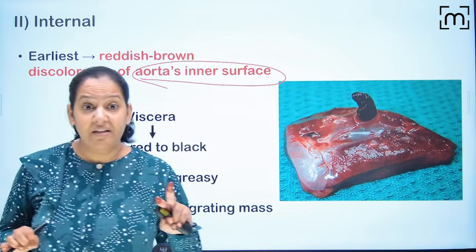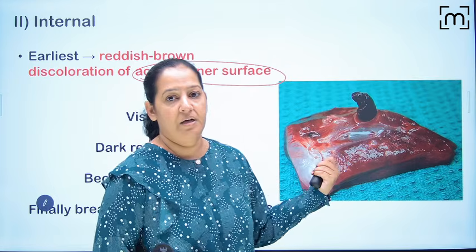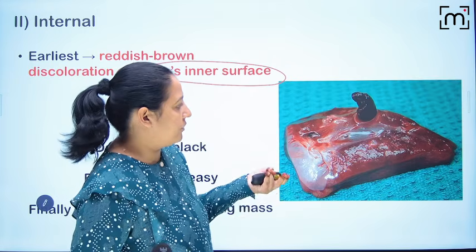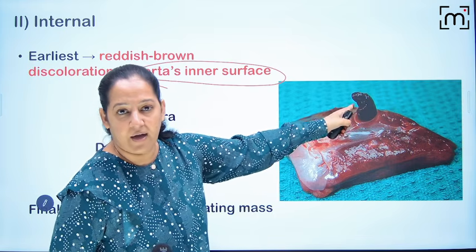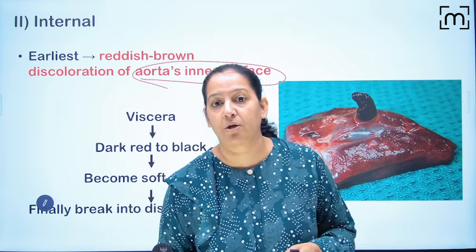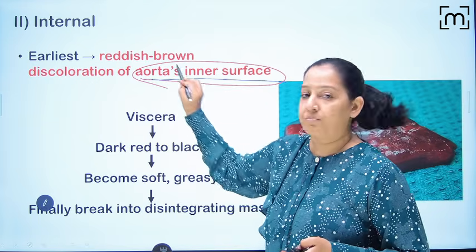So the first internal color change takes place in the inner surface of the aorta. You can appreciate, this is the inner surface of the aorta, the root of the aorta, and appreciate the color change over here. This is the aorta arising from the left ventricle. So the aorta inner surface becomes a reddish brown discoloration.